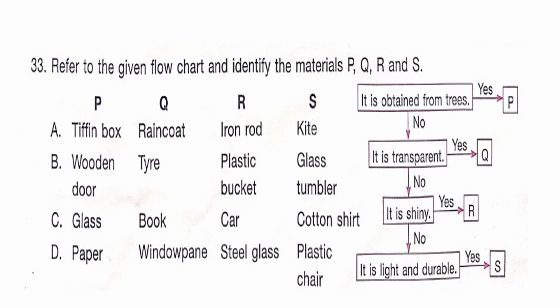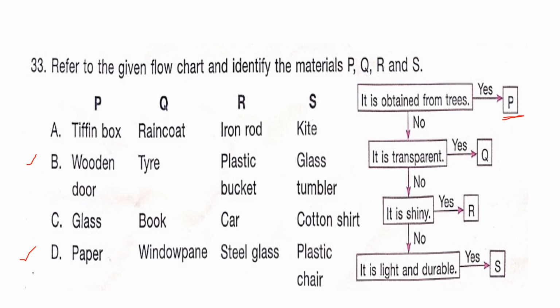Question number 33. Refer to the given flowchart and identify the materials P, Q, R and S. In this flowchart, it is given it is obtained from trees. Yes, that is P. P is obtained from trees. So we can see that option B, wooden door, and D, paper can be obtained from trees. So answer can be B or D.